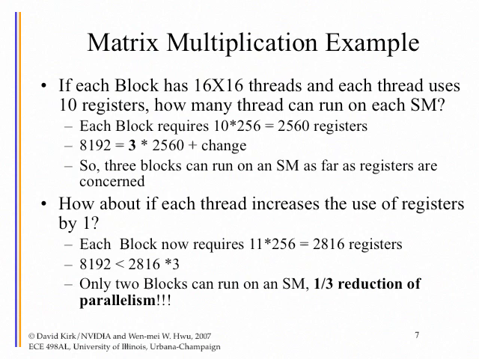What's so bad about using just 1 more register? Okay, it could be bad. Just 1 more, right? If you use 1 more, each block now requires 11. You multiply 11 by 256, you get 2,816 registers. Now, if you look at it, 2,816 times 3 is actually more than 8,192.